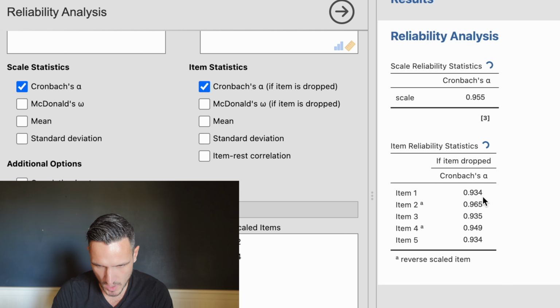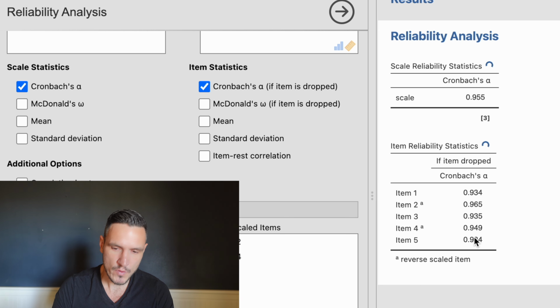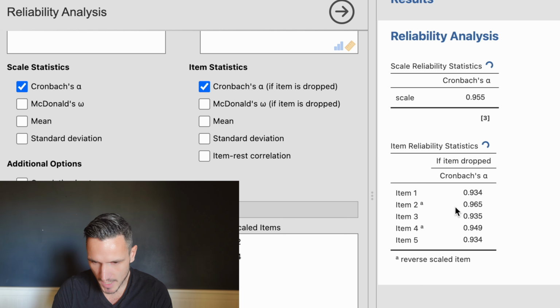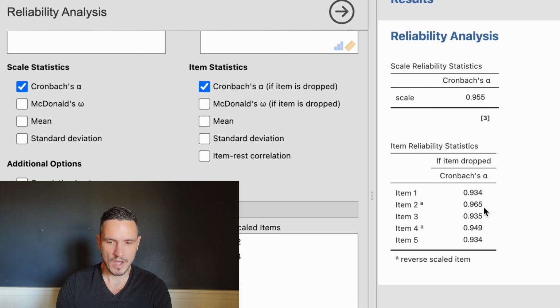So we can see for item 1, it goes down slightly from 0.955 to 0.934. And that's the same thing for items 3, 4, and 5. The value goes down slightly. However, for question 2, or item 2, we can see that the value would actually increase slightly from 0.955 to 0.965. So there are no rules about when you should or should not remove an item. But in this case, I probably wouldn't, because our value is very high already.